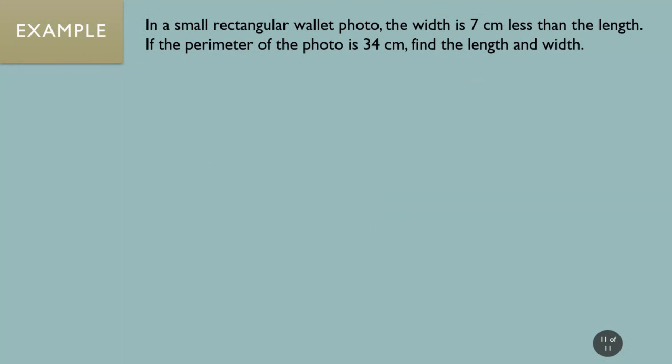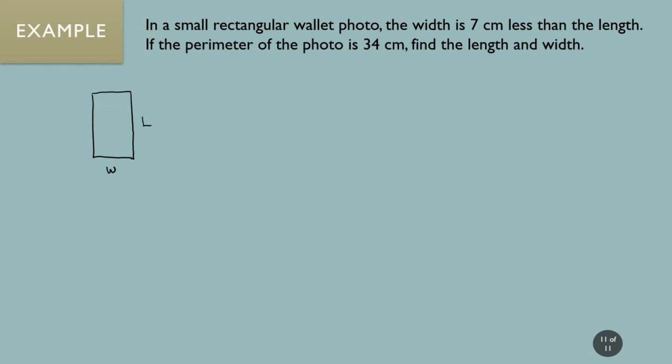So I did want to end with one word problem so that you can see how you can use these formulas to then solve. Whenever you're doing word problems that involve geometry or any kind of shapes, always draw a picture and label. So it says, in a small rectangular wallet photo, so I'm going to draw my rectangular wallet photo. And it says the width is 7 centimeters less than the length. So first I'm going to label the width, and then I use a cursive L. I probably could use a capital L for length, just so it doesn't look like a 1. So I've labeled those sides.